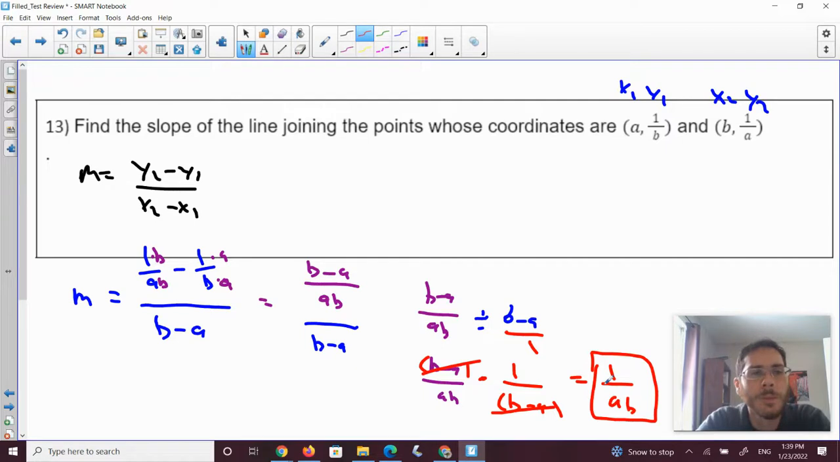So it starts out with something that was simple, that we're really familiar with, the regular slope formula, y2 minus y1 over x2 minus x1. And we get to do some fun fraction operations in order to get one nice clean expression, 1 over ab. So pretty cool.